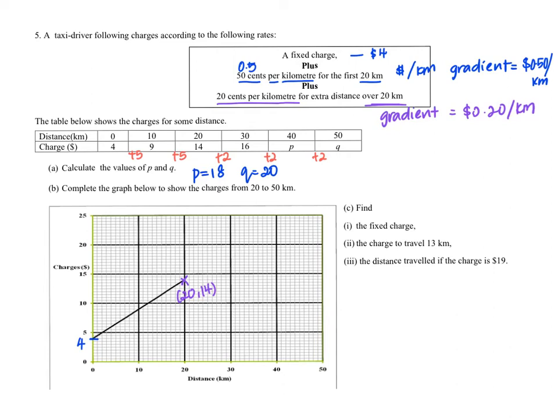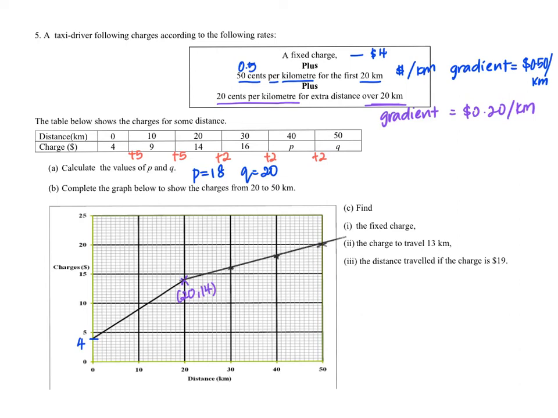So what I'm going to do now is mark in pencil all the different values that they have. Then 20 is 14, I already have. Then 30 kilometers is 16, then 40 is 18, then after that 50 is 20. And for this portion here, you have a different gradient, right? So we're going to draw a straight line that passes through these few points. And now we have completed the graph for part B.